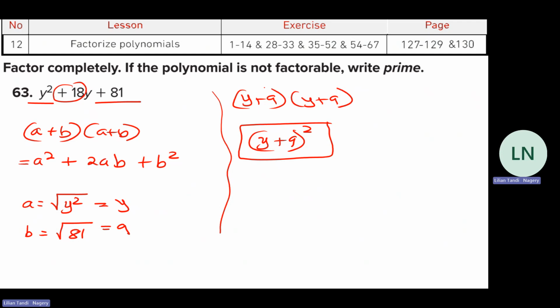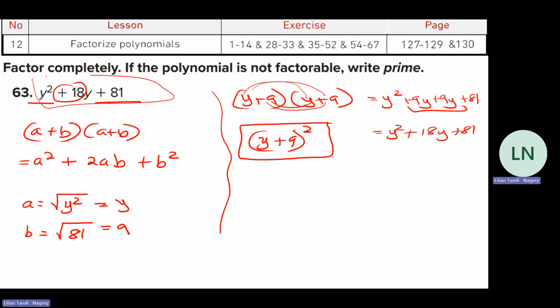If I want to check my work, I check my work. Y squared plus 9y plus 9y plus 81. Y squared plus 18y plus 81. It gives me back the question. I am correct.